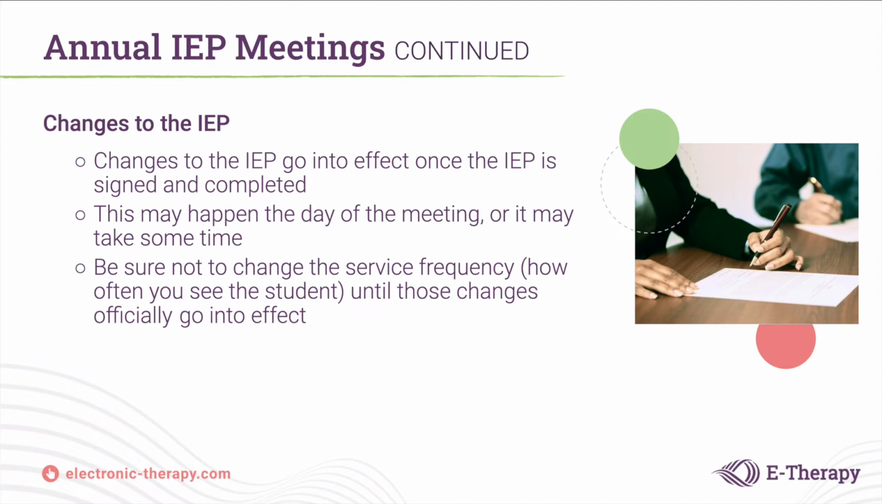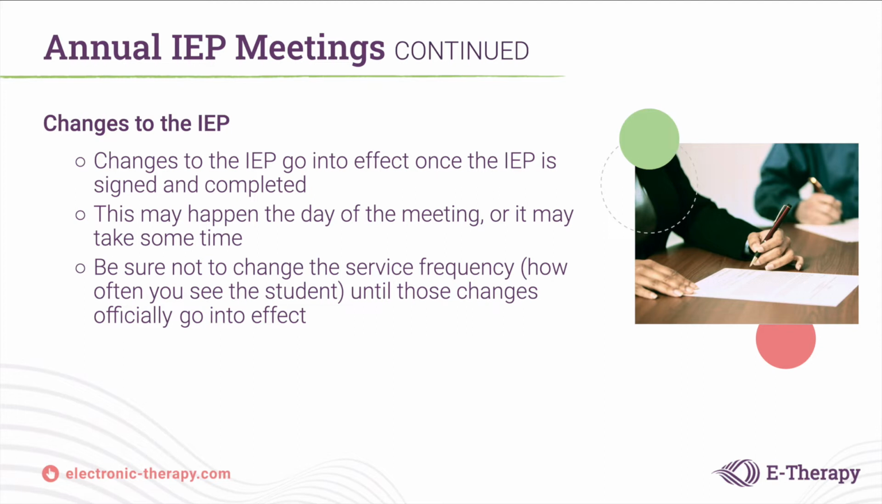One last note here about the annual IEP. At times, you and the team may decide to change the service frequency at that IEP meeting. Maybe the student was being seen every week, but she's made good progress, and the team decides that one time per month is more appropriate for the new IEP. These changes go into effect once that IEP has been signed and completed.